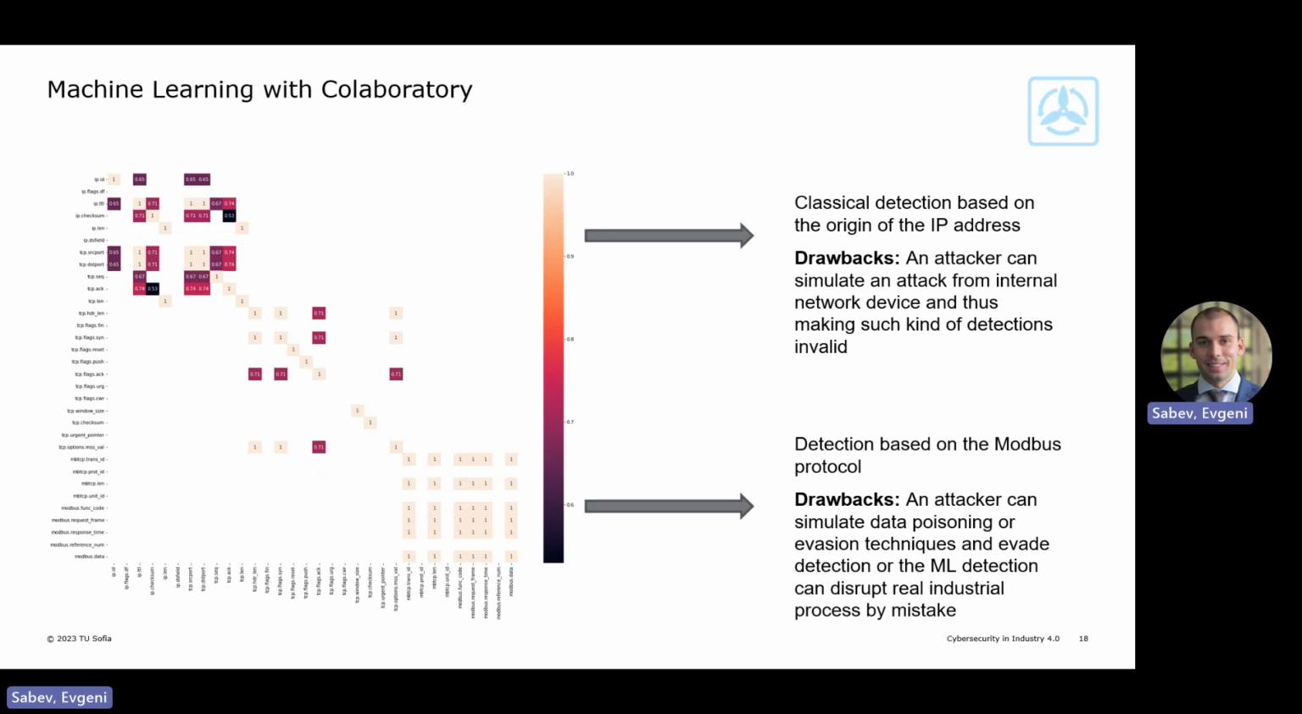We have seen some special phenomena in the data set: we were able to classify the data based on the origin of the IP address, the originator of the attack. And we were also able to do that based on the Modbus protocol and on particular metadata from the Modbus protocol. Both of these methods have the drawback that an attacker can simulate an attack from an internal network device, making that type of detection impossible.